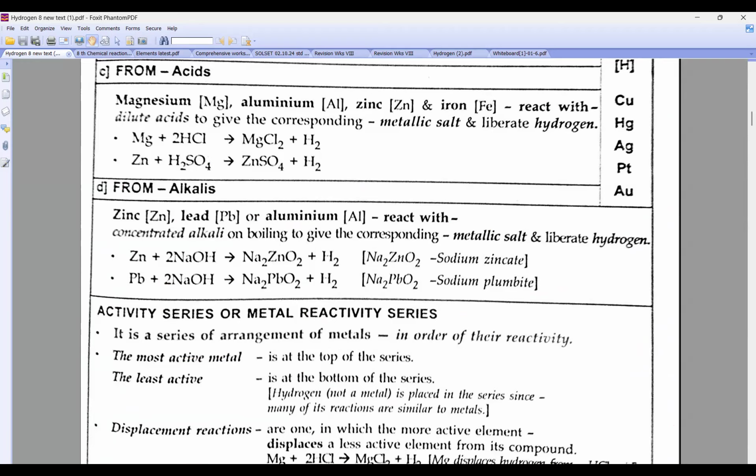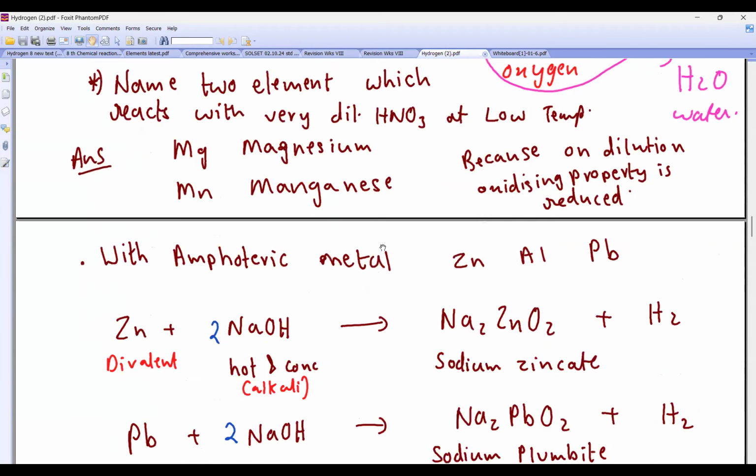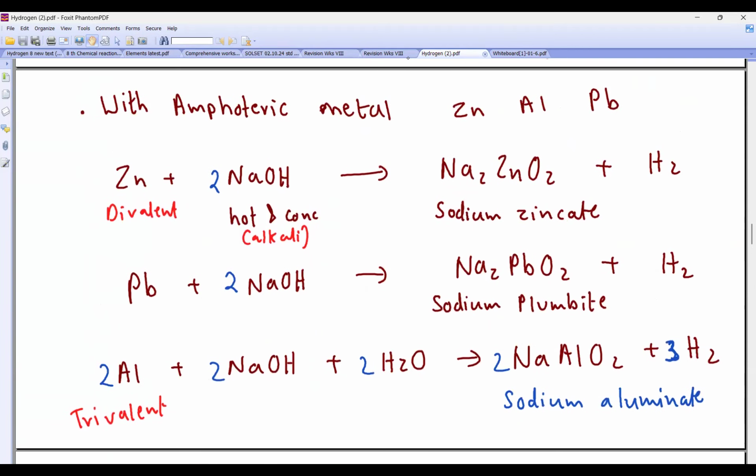This one. It reacts with amphoteric metal. Which are amphoteric metals? Come on, tell me. Zinc, lead, aluminium. Okay, and it reacts with hot and concentrated NaOH. So zinc will react with this to give you sodium zincate and hydrogen. Lead will react with NaOH to give you sodium plumbite and hydrogen.